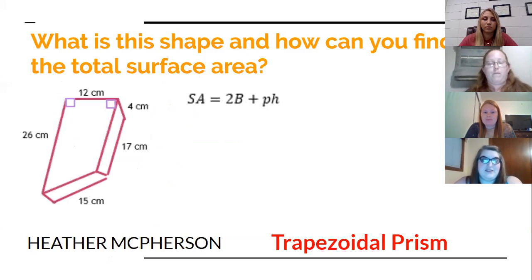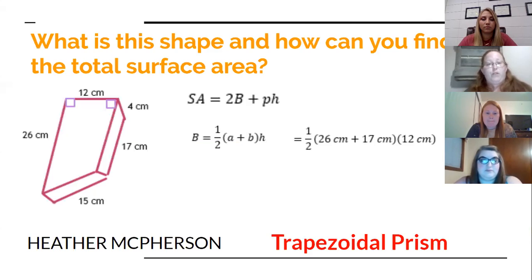Okay, well, then you're looking at it and what's the base? Well, you have to find the base, which is 1/2 of a plus b times the height. And so you take your points and you have 26 centimeters, which is the longest side, plus 17 centimeters, which is opposite. And then your height is going to be 12 centimeters. So once you put that into the equation, your base is going to equal out to be 258 centimeters squared.